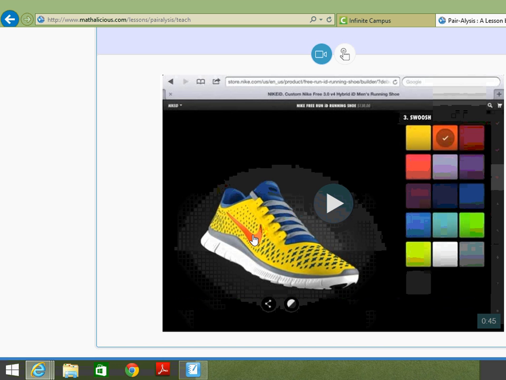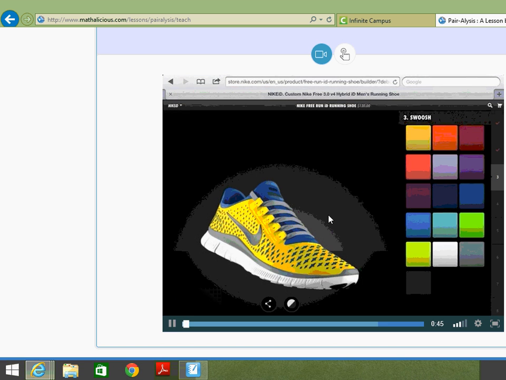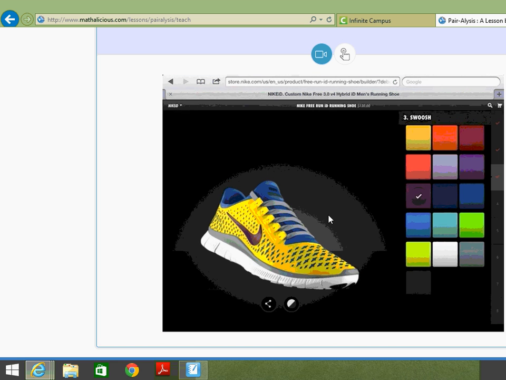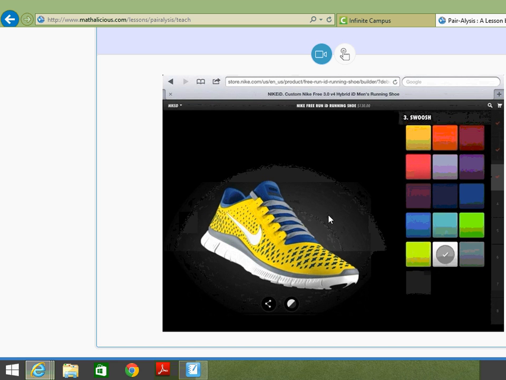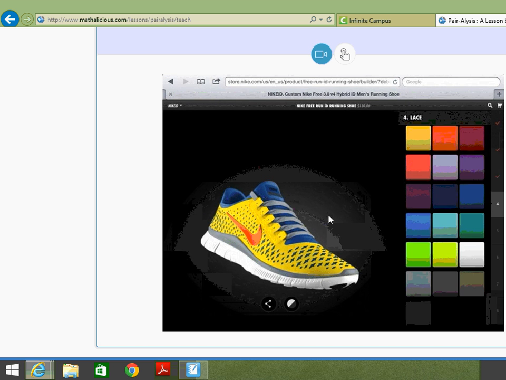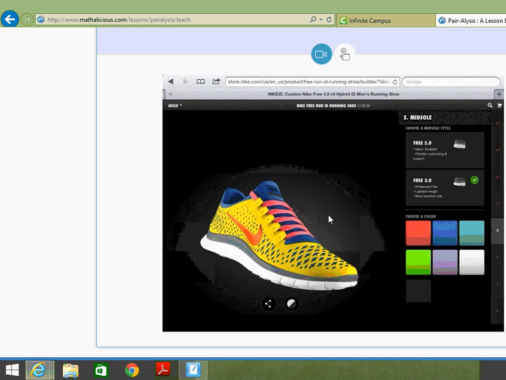Now we can look at the actual swoosh. So that would be another part of your tree diagram. So you'd have to also incorporate those colors for every single branch on the first tree diagram that you drew. Then you've got the lace. That will be another part of your tree diagram. So your tree diagram would get very, very, very big if you were just looking at a Nike shoe.